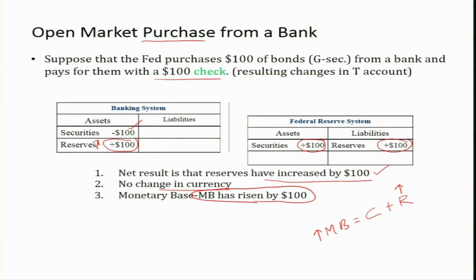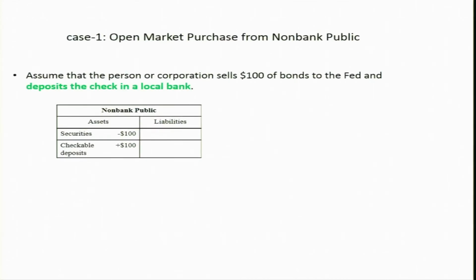That is the first impact of open market purchase on the banking system: the reserves of the banking system have risen by $100. Let us discuss two cases of open market purchase. One, open market purchase from the non-bank public, that is the general public. Assume that a person or a corporation sells $100 of bonds to the Fed and deposits the check in a local bank. So how does it affect the non-bank public balance sheet?